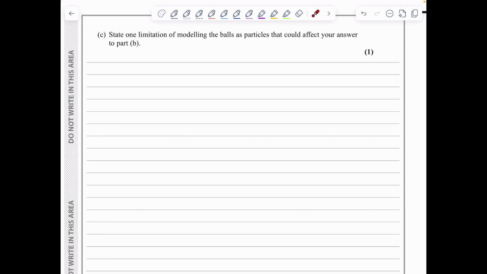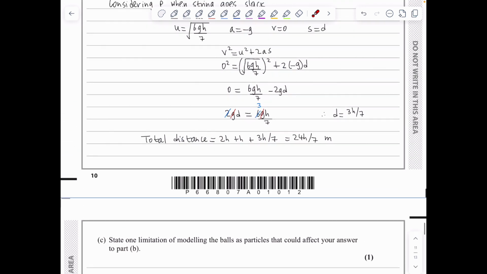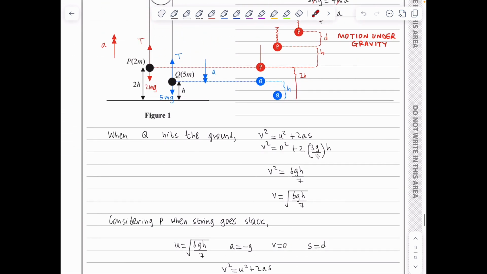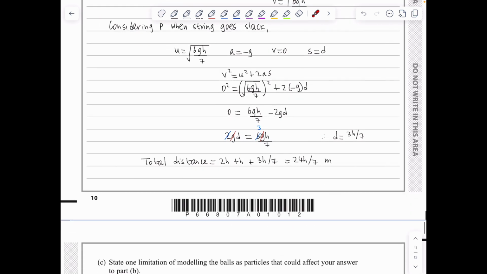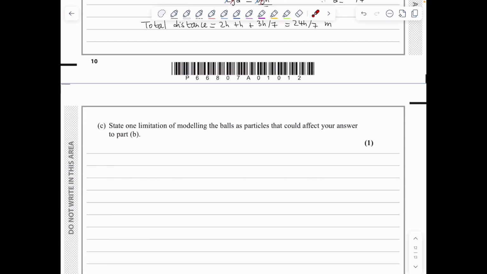Now in part C, we need to state one limitation of modeling the balls as particles that could affect our answer to part B. Now modeling the balls as particles means that we're completely neglecting their size, their dimensions. So when Q hits the ground here, we are assuming it's just a dot, whereas in reality we know it has a certain size. So the answer here would be the distance that Q falls to the ground wouldn't be exactly h, simply because of the dimensions of Q.